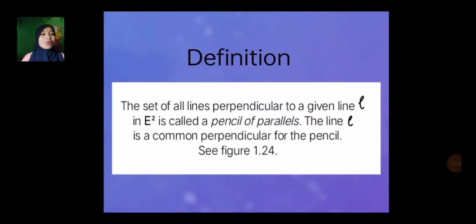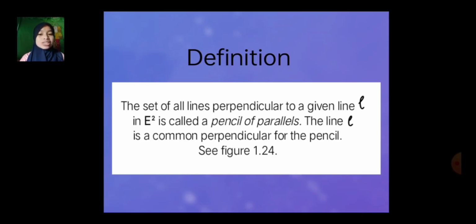Definition: the set of all lines perpendicular to a given line L in the Euclidean plane is called a pencil of parallels. The line L is a common perpendicular for the pencil. See figure 1.24. So if we can see a set of all lines that are perpendicular to the given line L in the Euclidean plane, then we call it a pencil of parallels. Then the line L is a common perpendicular for the pencil.